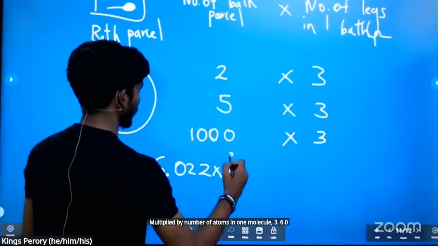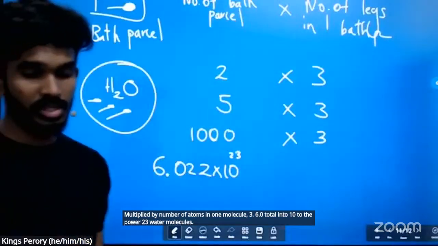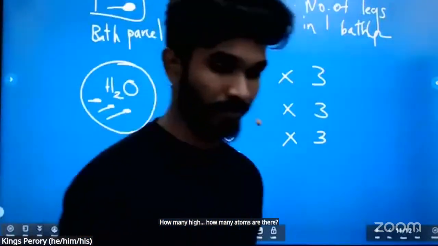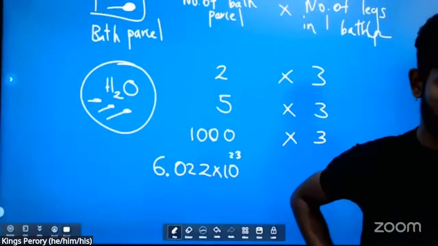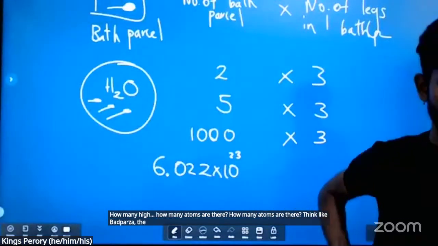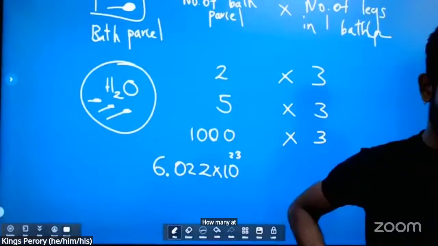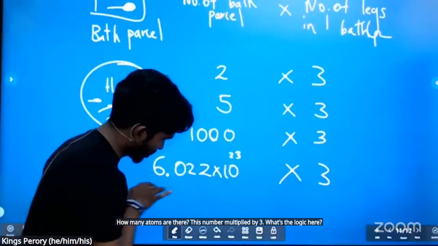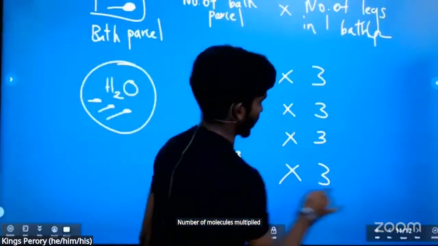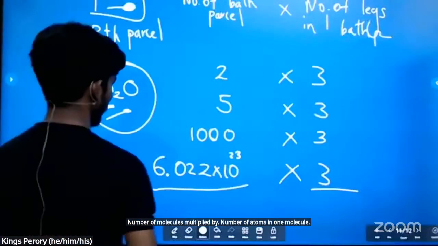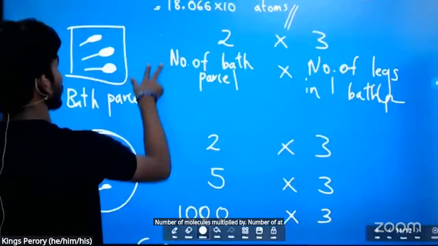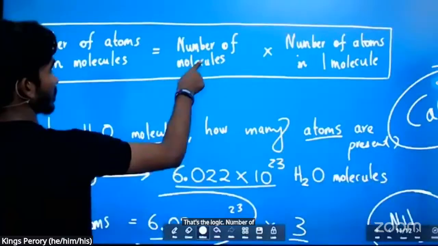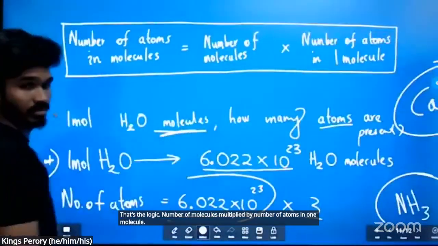6.022 into 10 to the power 23 water molecules. How many atoms are there? Think like bath parcels. This much of bath parcels. This number multiplied by 3. What's the logic here? Number of molecules multiplied by number of atoms in one molecule. That's the logic. You think like a bath parcel person.